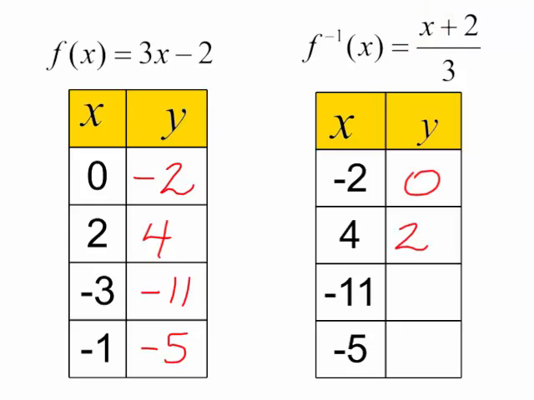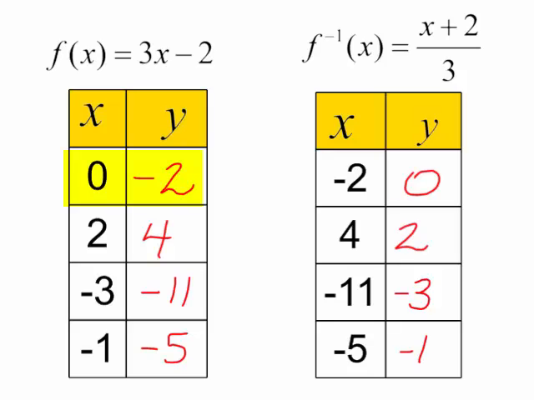When I plug in -11, in the numerator I will get -9, divide that by 3, and that will be -3. And I will plug in -5 for my domain, for my x, and I will get -1 for my range, or my y. Notice the ordered pairs of the function and its inverse.